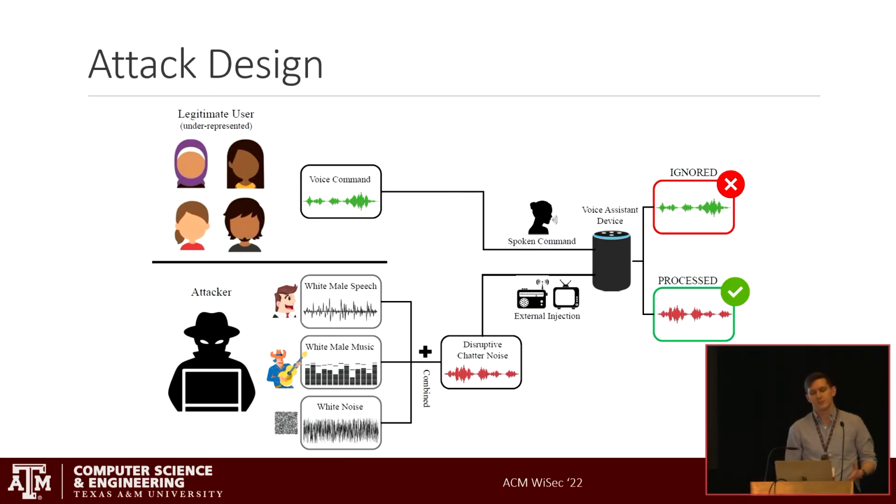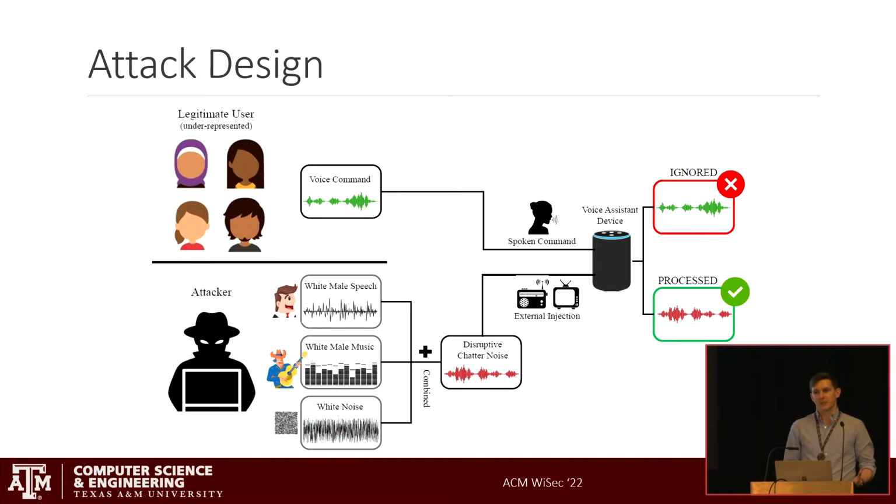So this figure shows our attack design. Firstly, we consider we have this legitimate user who's trying to issue a vocal command to their voice assistant or smart speaker device. And this legitimate user can come from an underrepresented or marginalized group in terms of speech recognition performance. And on the other side, we have an attacker who uses some method to construct a disruptive chatter type noise that will be played alongside the speech command and hopefully block it. And a typical approach to generating these chatter noises is to combine samples of not only plain speech, but music and then some sort of static noise like a Gaussian white noise.